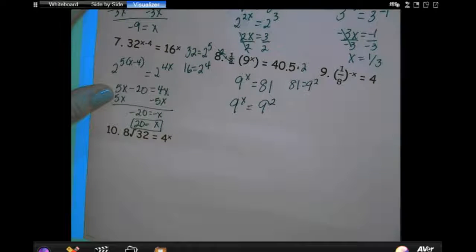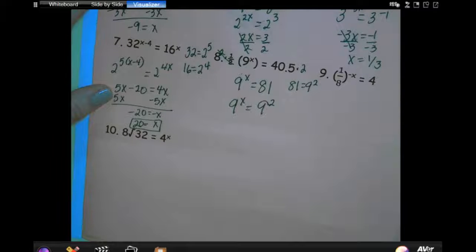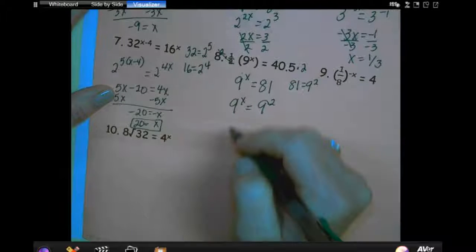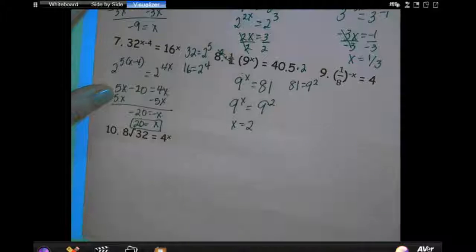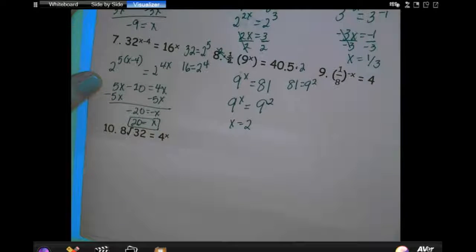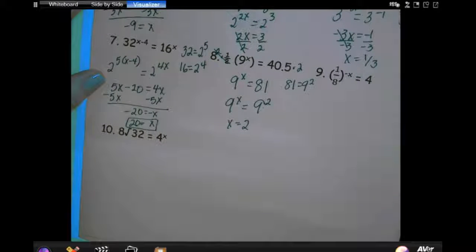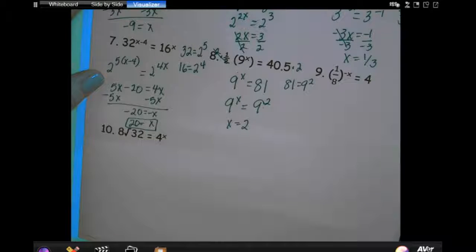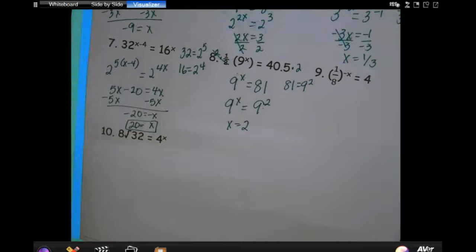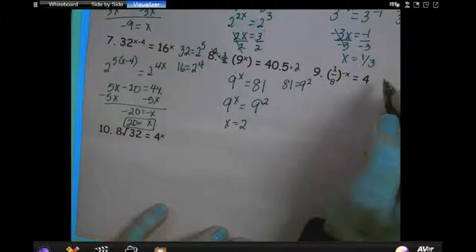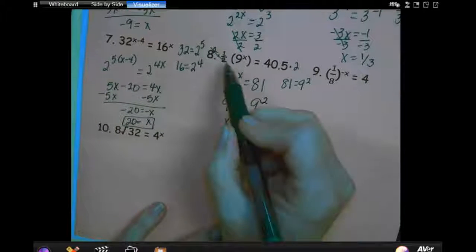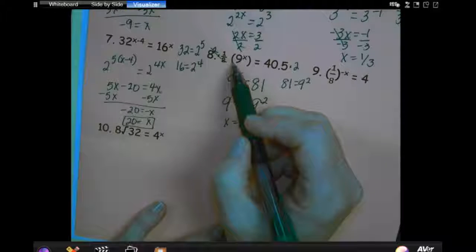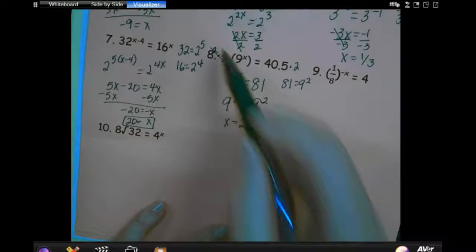So here's what happens. All of you get to this point, you're like, I don't know how to solve this. X equals 2. It's the answer. You don't even have to do anything, because I multiplied by 2. So the 2's cancel.